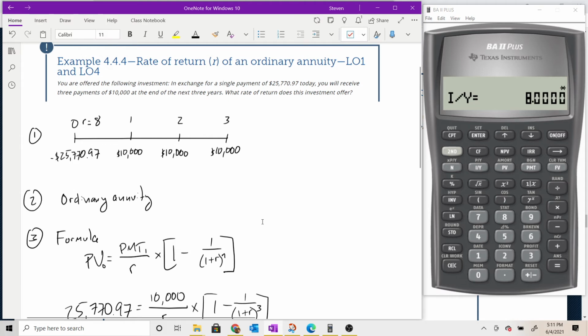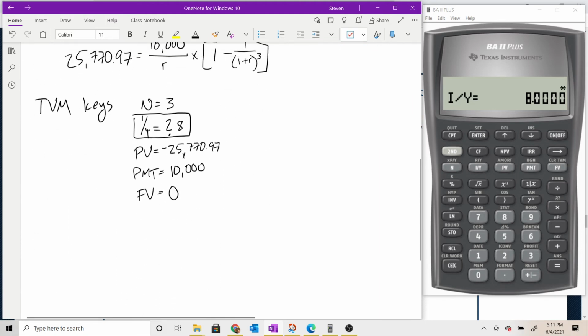Okay, now before we go to the second way we could solve this with the time value money keys, let's talk about what happens if we do not get the relative direction of these cash flows correct while we're putting it in the calculator. Let's say I just got in a hurry and forgot, and I record both the present value and the payment as positive values. So I tell the calculator that there's a cash inflow of $25,770.97 at time period 0, and then that is followed by 3 cash inflows of 10,000, and then I ask it what is the rate of return on this investment. We're going to get an interesting answer. I'm going to get error 5 from the calculator.